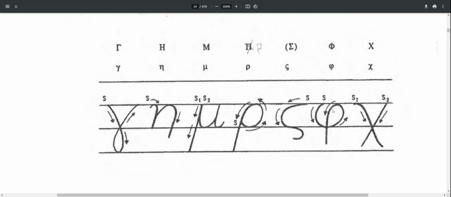Phi, you go round. One chi is like that. Cross above the line. Small chi. Uppercase chi looks like a capital X, but small. Chi goes above the line and crosses.